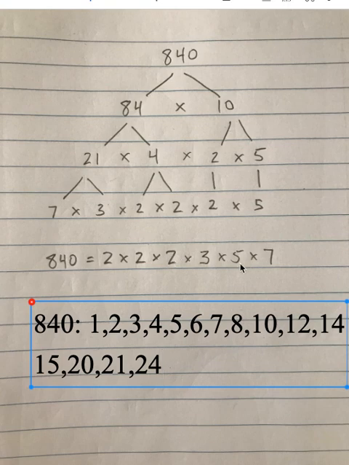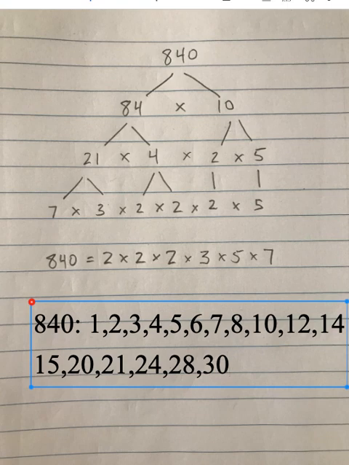26, 13 times 2, not there. 27 is 9 times 3, so it's not there. 28, 2 times 2 times 7, 28 is there. 29 is prime, it's not there. And let's see, 30 is 6, 2 times 3 times 5, so 30 is there.